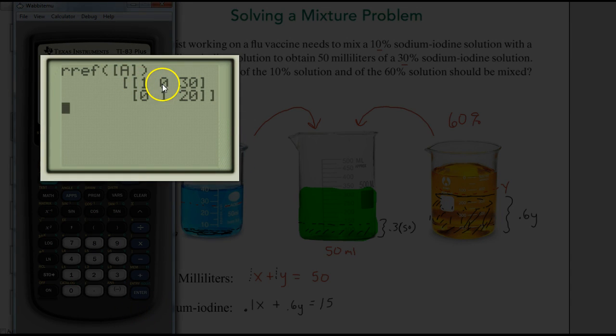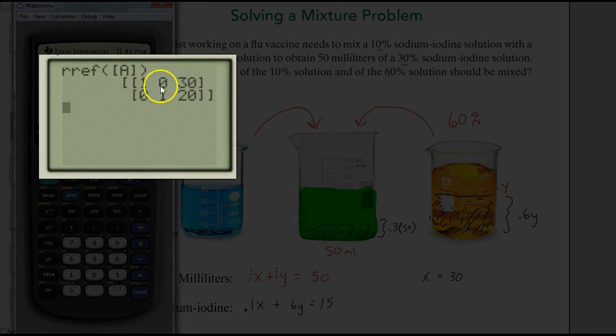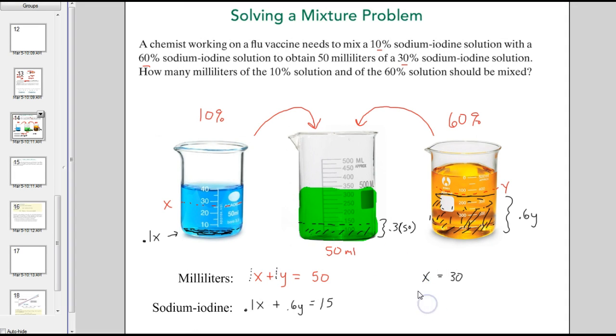Remember, this is x plus 0y equals 30, so x equals 30. 0x plus 1y equals 20, so y equals 20. Now, the other thing you have to be able to do and understand here is what is x and what is y. Well, I'm multiplying x times 0.1, so that's the 10% solution. So I want 30 milliliters of the 10% solution. I want 20 milliliters of the 60% solution.